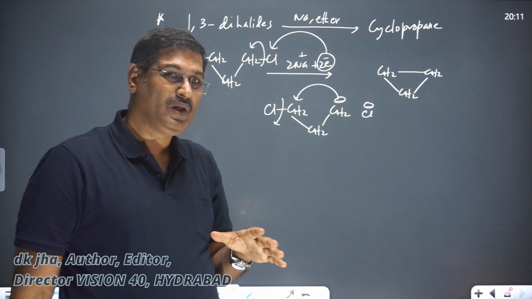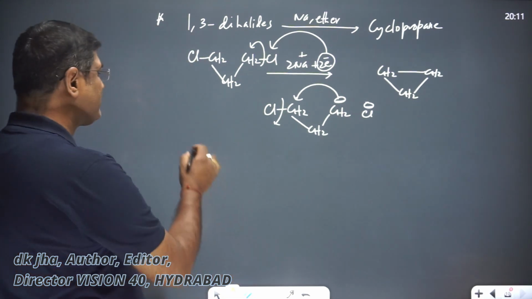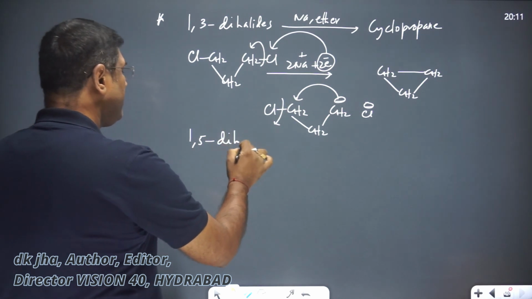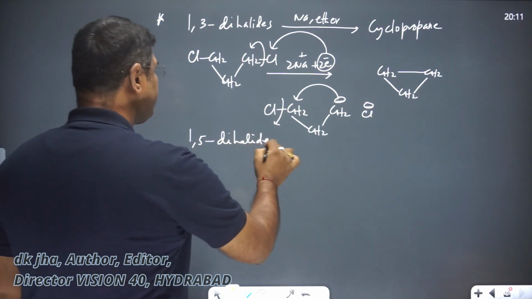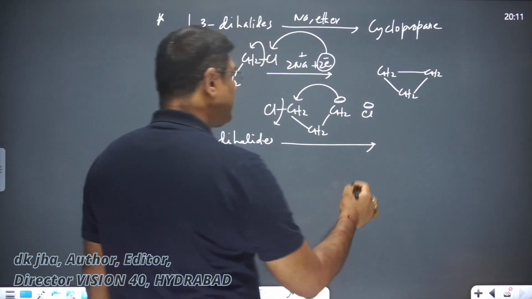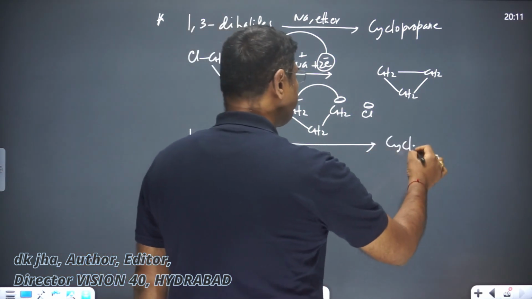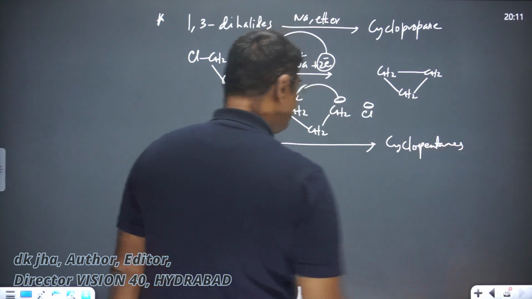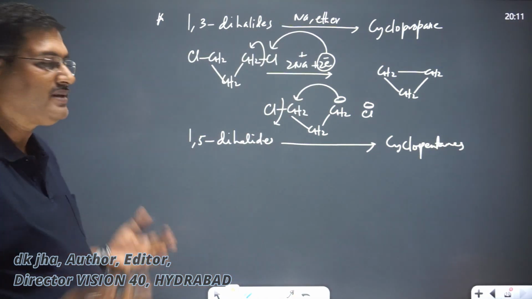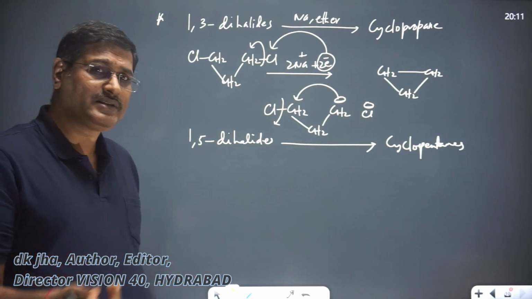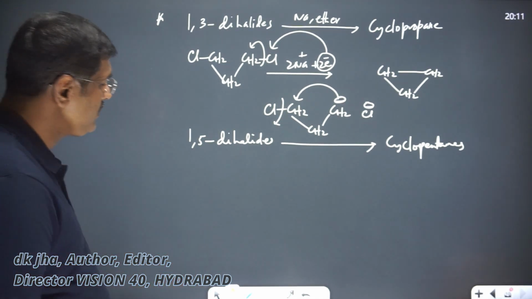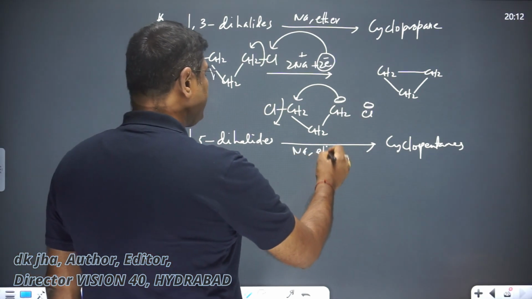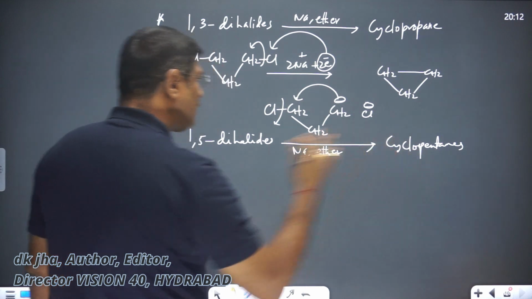But 1,5-dihalides will give cyclopentane. This kind of reaction is performed for most cyclic compounds, for annulation, cyclization. 1,5-dihalides and Na in ether will give cyclopentane.